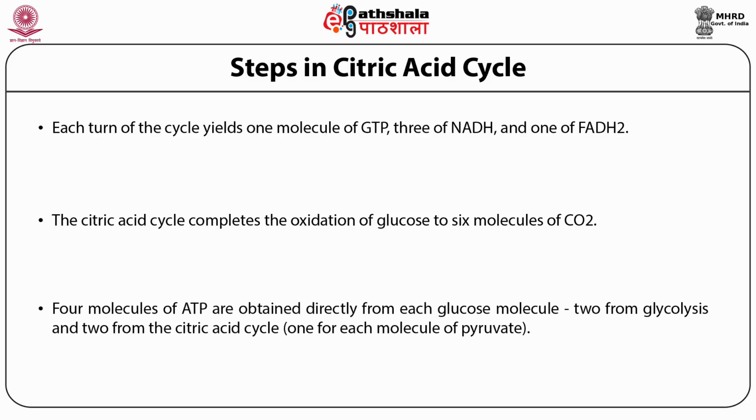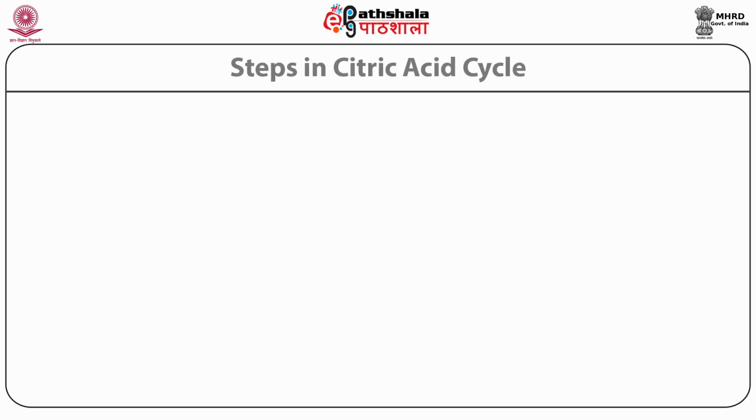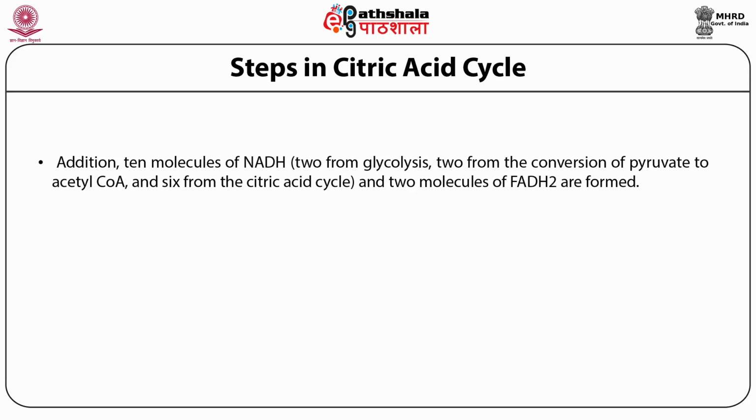4 molecules of ATP are obtained directly from a glucose molecule, 2 from glycolysis and 2 from the citric acid cycle, 1 for each molecule of pyruvate. In addition, 10 molecules of NADH are formed: 2 from glycolysis, 2 from the conversion of pyruvate to acetyl coenzyme A, and 6 from the citric acid cycle, and 2 molecules of FADH2 are formed. So in total, 10 NADH and 2 FADH2.